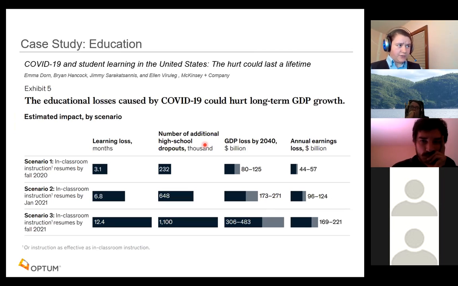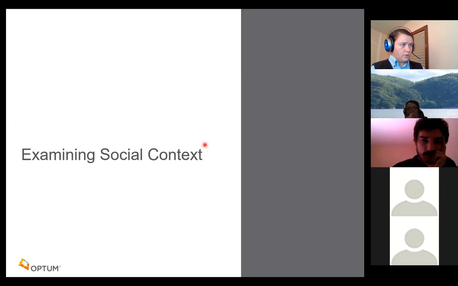So what they did was project this loss of learning could equate to, in a best case scenario, $80 billion lost in GDP by 2040. On the worst case scenario, could be up to 500 billion by 2040. And then that last column, they have annual earnings lost in the billions per year. All right, so that was education.